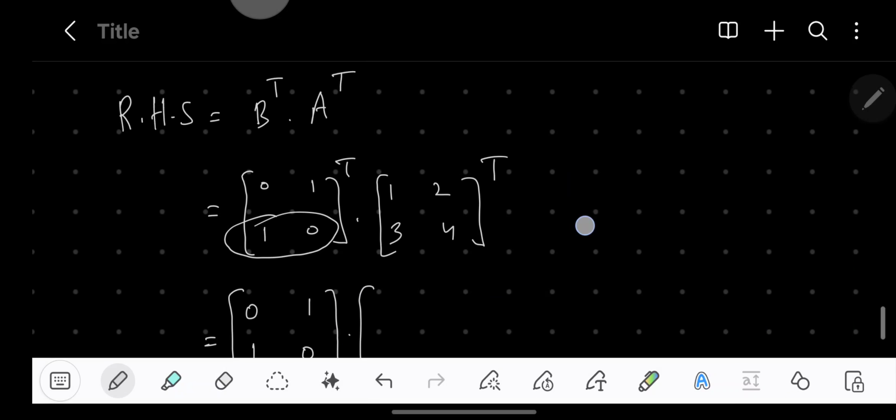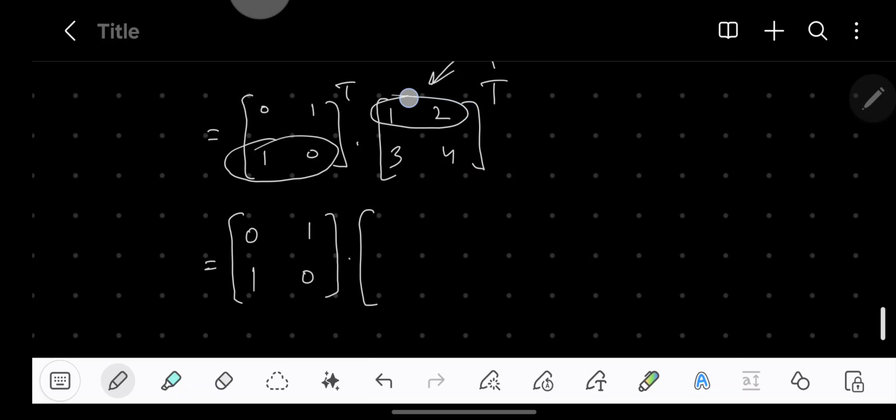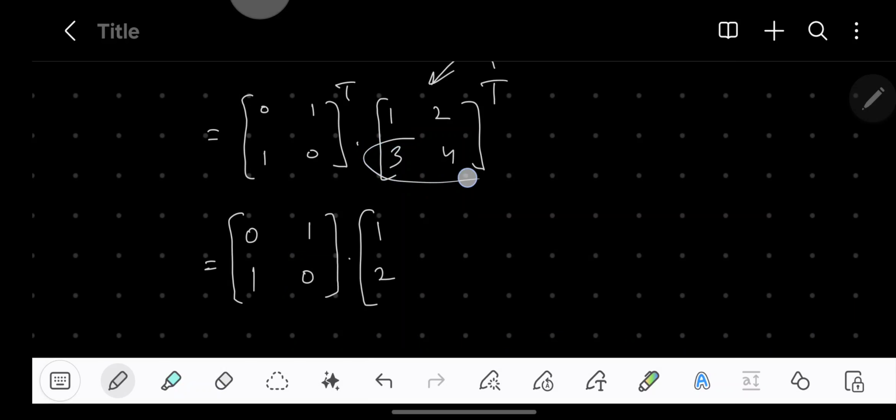And similarly, I will apply the transpose here on A also. So first I will write the first row as a first column and then the second row as a second column.